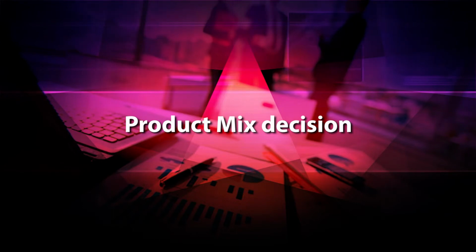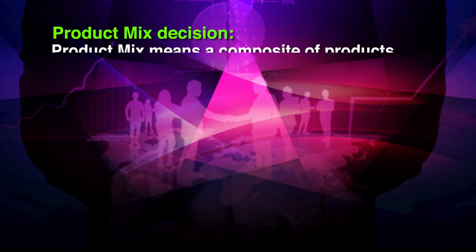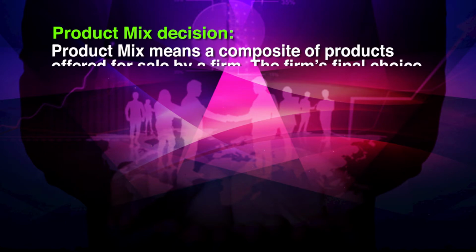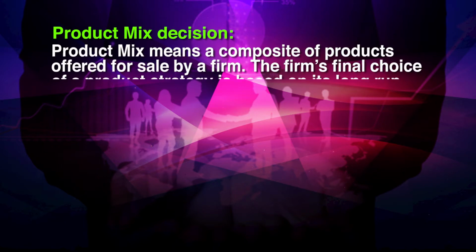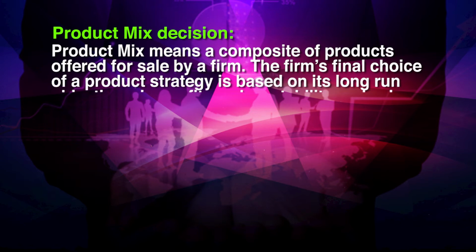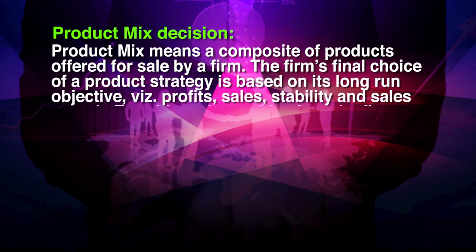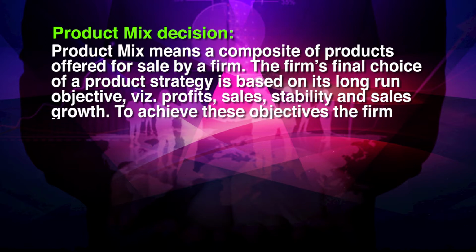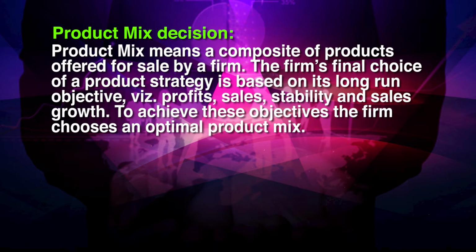Today in this session, I will discuss the concept of decision making with reference to optimum product mix for maximum profitability. Let us see what product mix decisions are. Product mix means a composite of products offered for sale by a firm. The firm's final choice of a product strategy is based on its long run objective, namely profits, sales, stability and sales growth. To achieve these objectives, the firm chooses an optimal product mix.